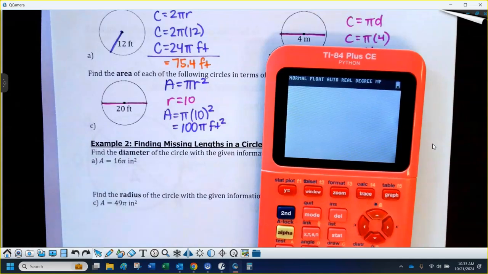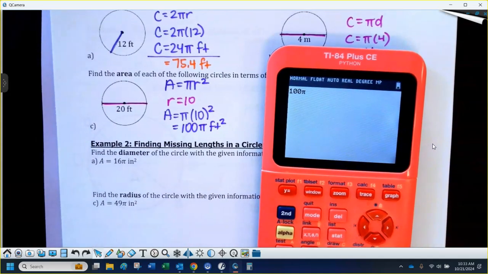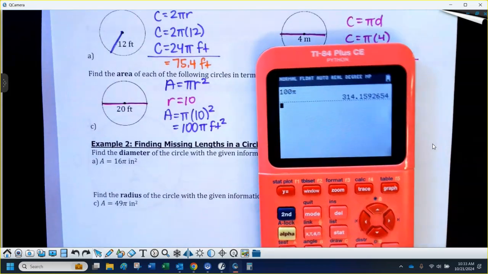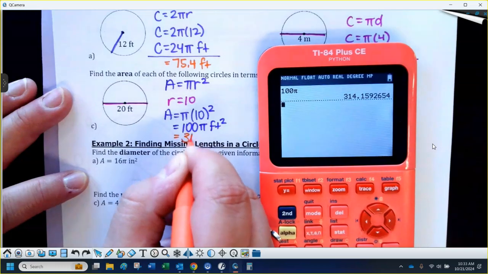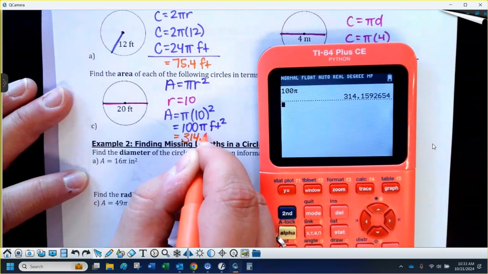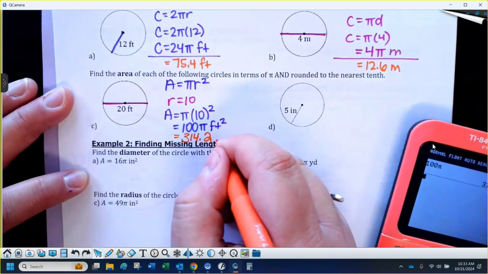To the nearest tenth, just type 100 and put your little pi button. Hit equals, and we're just going to go to the nearest one decimal place. That's what's going to be asked in all these questions, the nearest tenth. So this would be about 314.2 square feet.